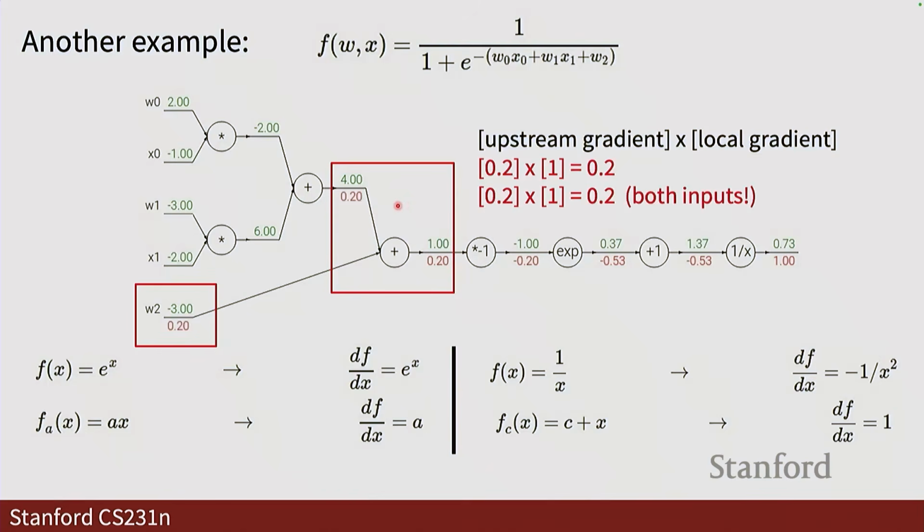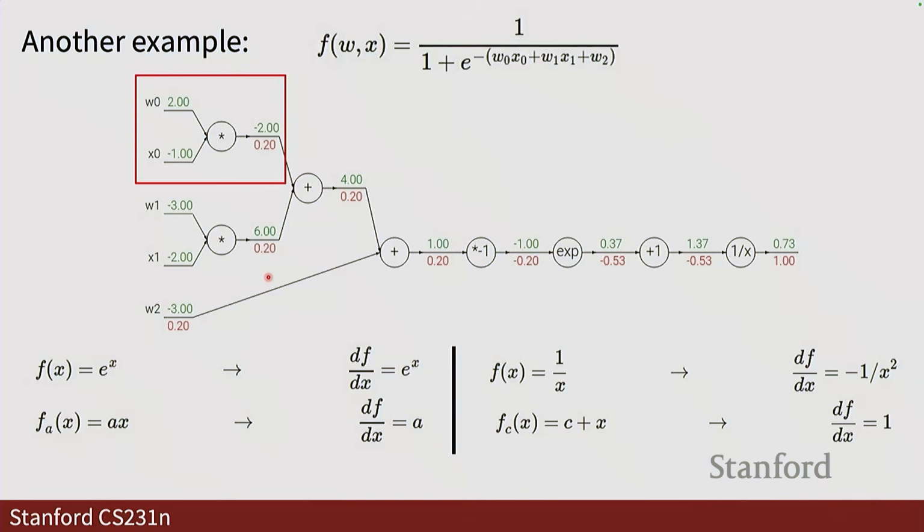And again, if you want to calculate the upstream gradient, it's 0.2, already we have it. The local gradients will be equal to 1, because it's just an addition between two values, and the derivative of x plus y with respect to both x and y is always 1. So both inputs will be the same.